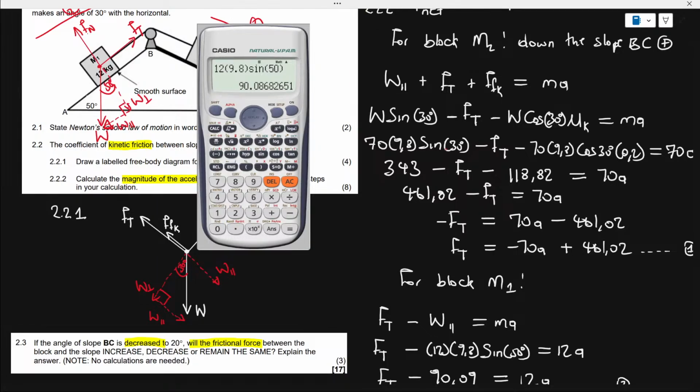Remember that, as we had already done, when we're applying Newton's second law for BC, we know that the kinetic friction is equal to the normal force multiplied by the coefficient of kinetic friction. And remember that since this is an inclined plane, we said that the normal force would be equal to what? To the parallel component of the weight. I mean, the perpendicular component rather of the weight. And now, if you decrease that angle to 20 degrees, what is going to happen?